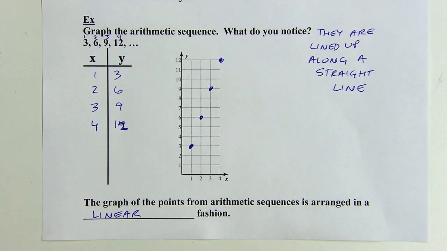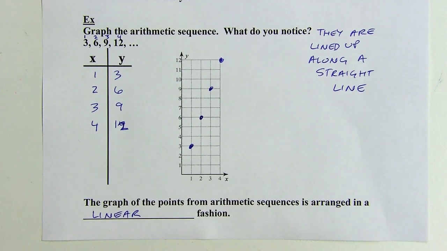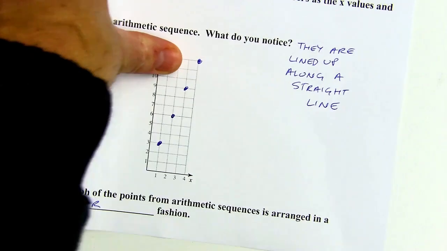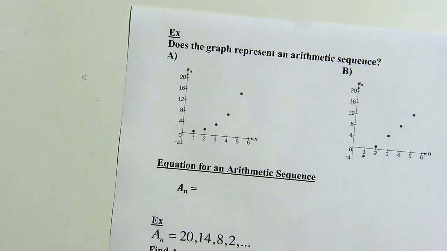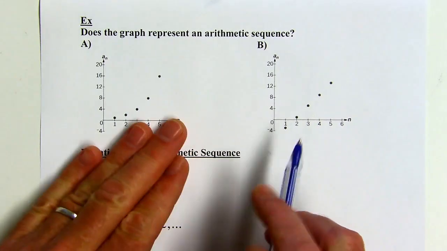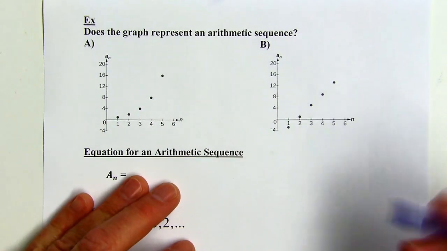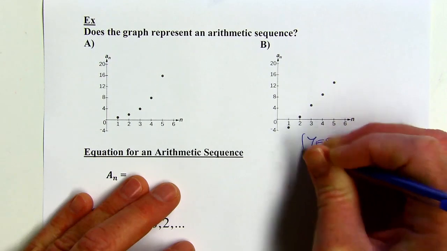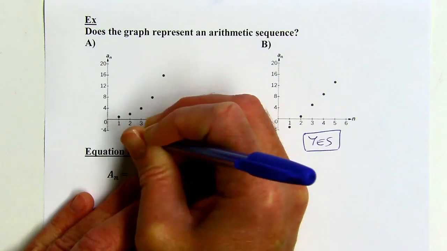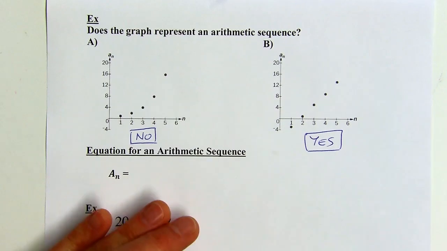So that's nice to know, because you'll have some problems where they'll show you the graph and they'll say, would this be an arithmetic sequence? And all you're looking for is if those points are going to be in a straight line or not. Okay, so that's exactly what's happening on this next page. We've got these two graphs, and do they represent arithmetic sequences? Well, this one does appear to, because it looks like it's in a straight line. This one does not, because it has a curve, right?